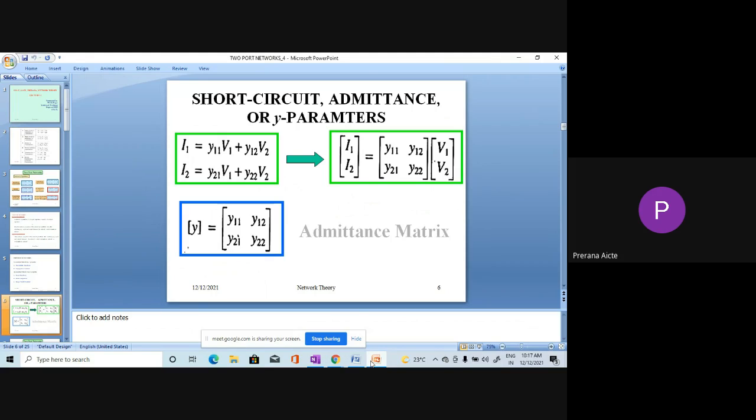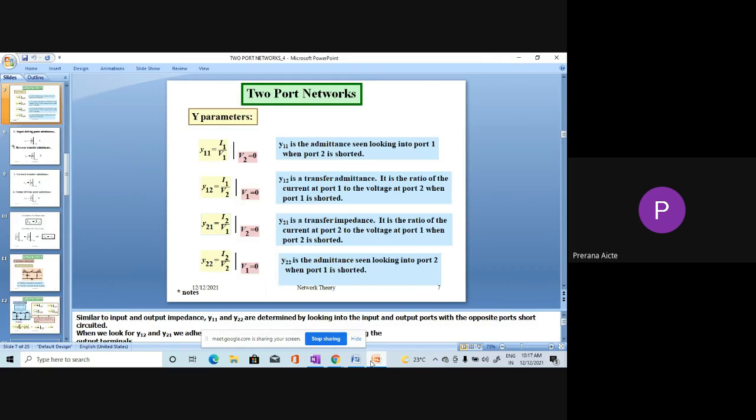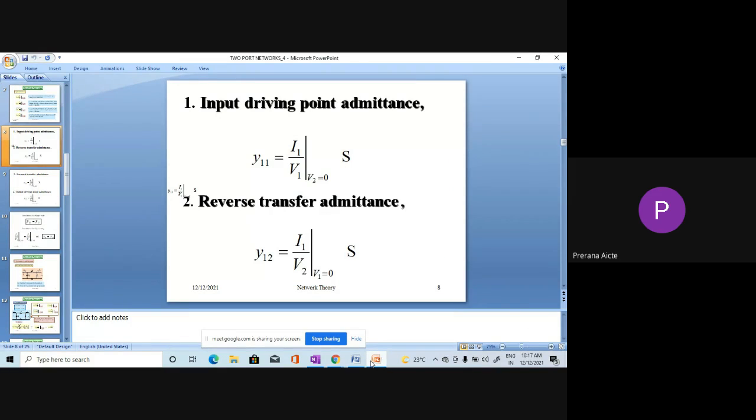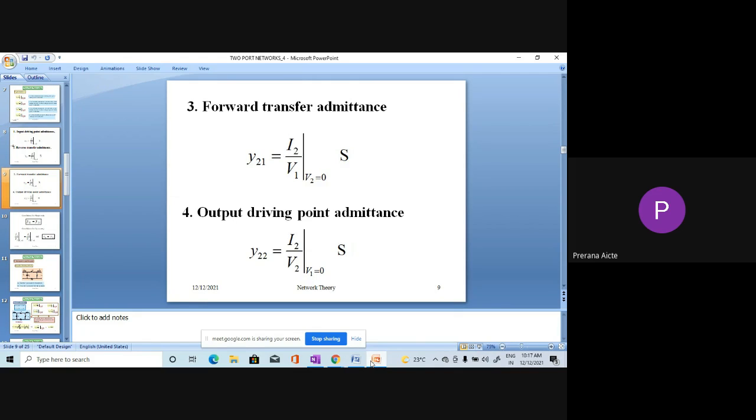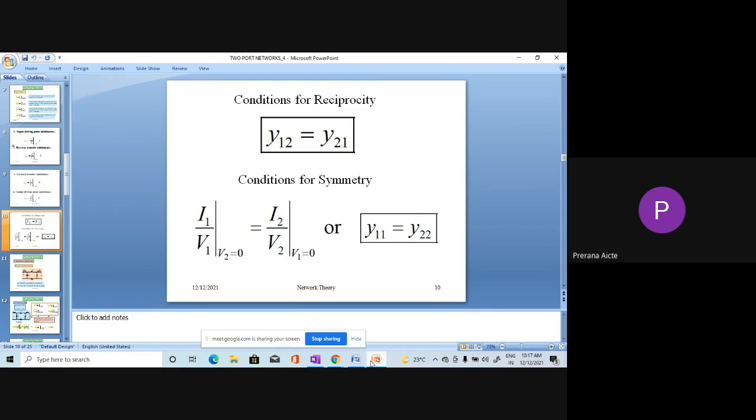Short circuit admittance parameters, or Y parameters, have the currents I1, I2. So you are calculating in such a way that Y11 is called driving point admittance and Y12 is called reverse transfer admittance. Try to concentrate on your question. If it mentions reverse transfer admittance, find the reverse transfer admittance of the given network. You need to realize that it is Y12. And the third one, forward transfer admittance Y21. Then output driving point admittance Y22. So these are the admittance parameters we calculated so far.